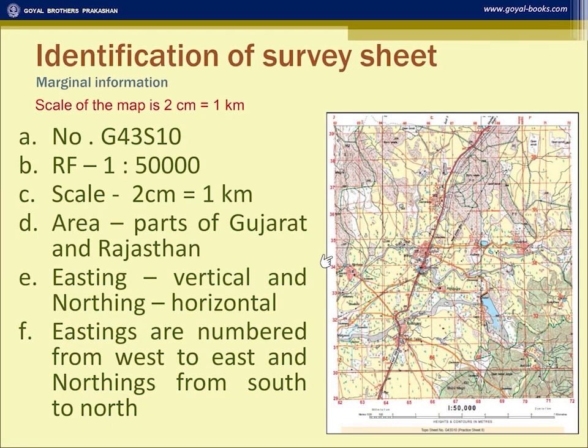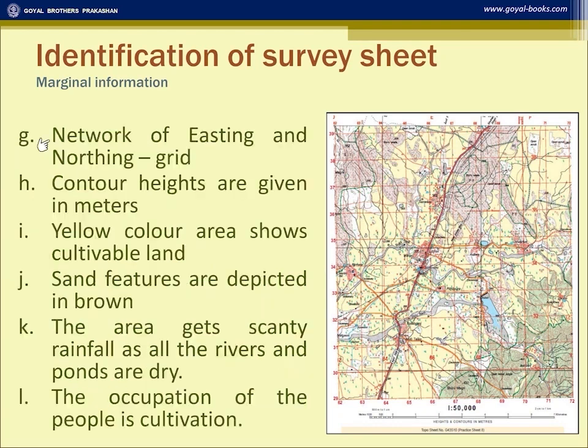Now, why are they called easting and northing? Because eastings are numbered from west to east and the northings are numbered from south towards north. Network of easting and northing, as you can see on the survey sheet, is called a grid. Contour heights are always given in brown. You can see the contours in this, they are all in brown color. The yellow color in the survey sheet shows the cultivable land.